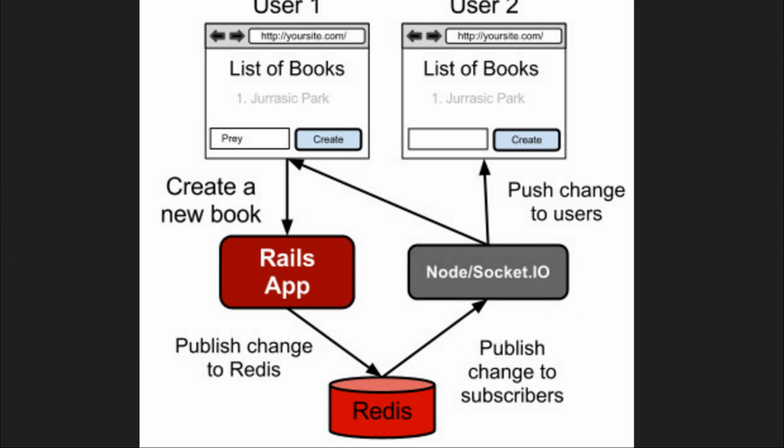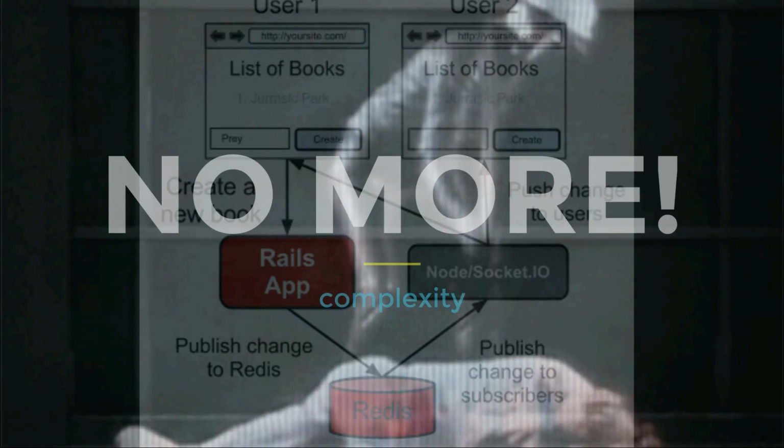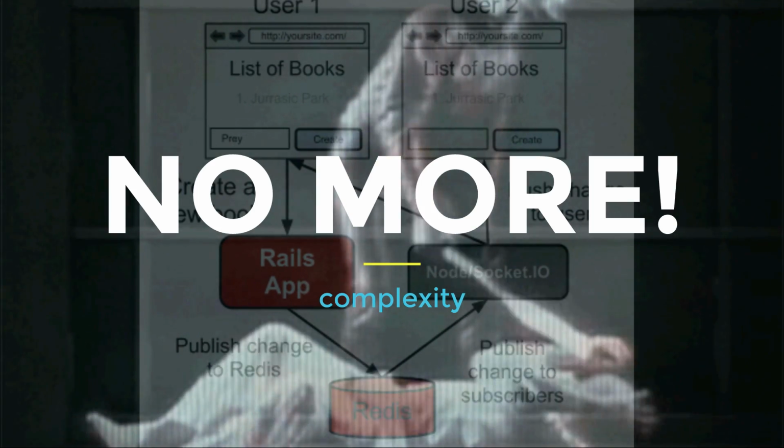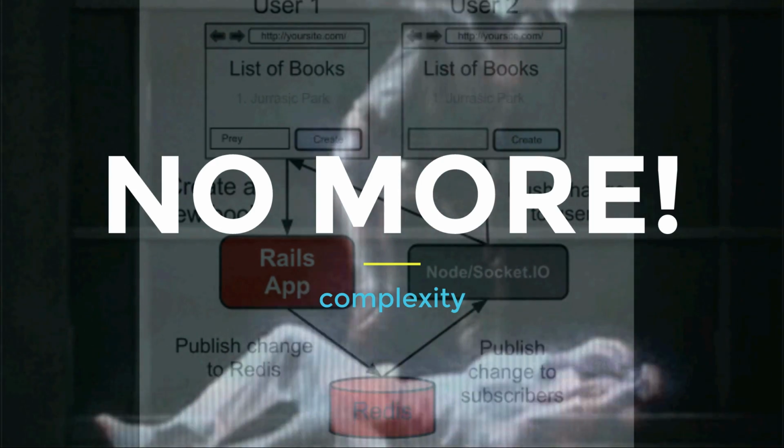Before ActionCable, if you wanted to build a real-time app with Rails, you had to lean on a third-party gem like Faye, or you needed to use Node with Socket.io, or you would use a third-party hosted service such as Pusher. That's no longer necessary with ActionCable. And ActionCable is easy.